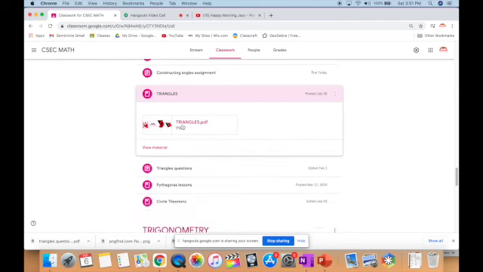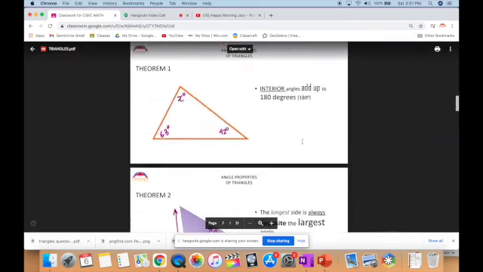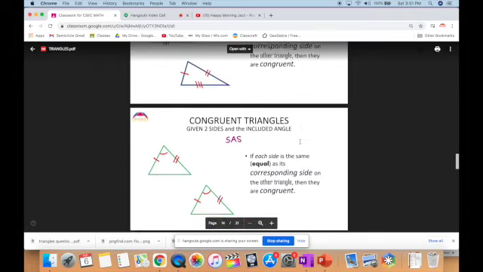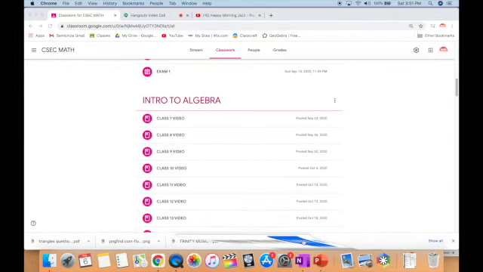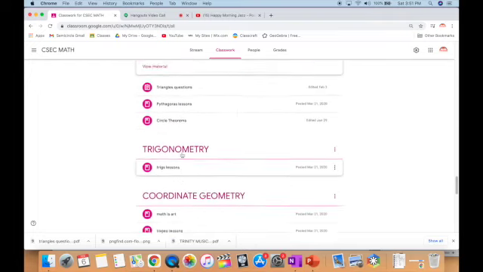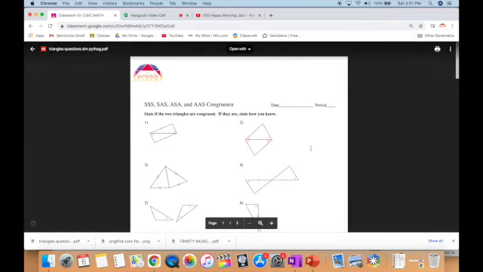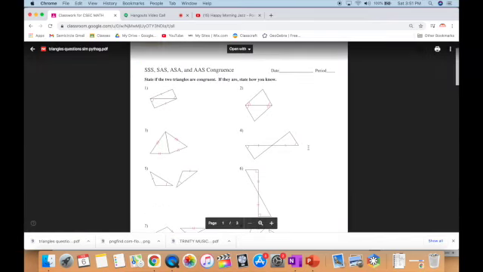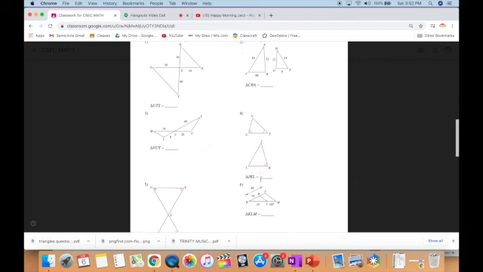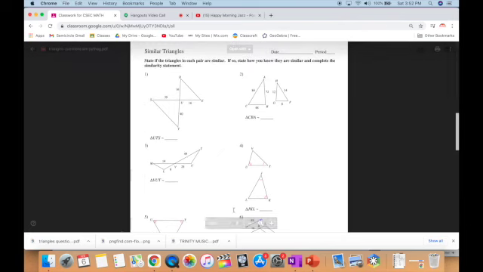So if you didn't get any of the notes, the PDF is here with all of the notes. Right? So we have all of the notes here that you have access to, as well as these triangle questions here. So these are the triangle questions that you guys have to do. We have the congruency questions here. We have the similar triangles questions here, where you have to prove that the 2 triangles are similar.